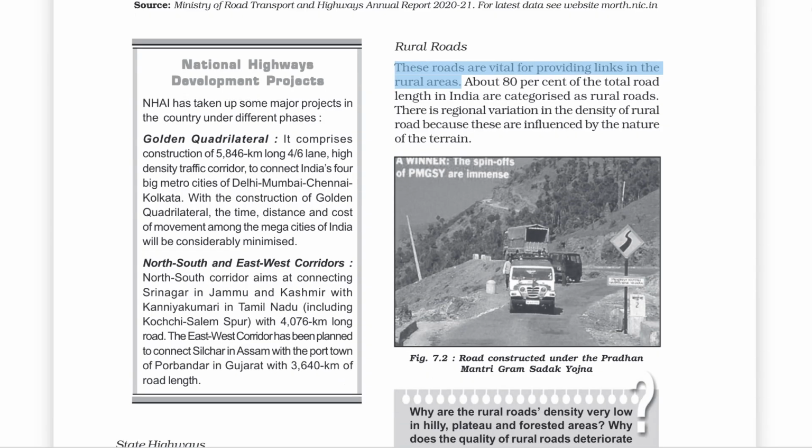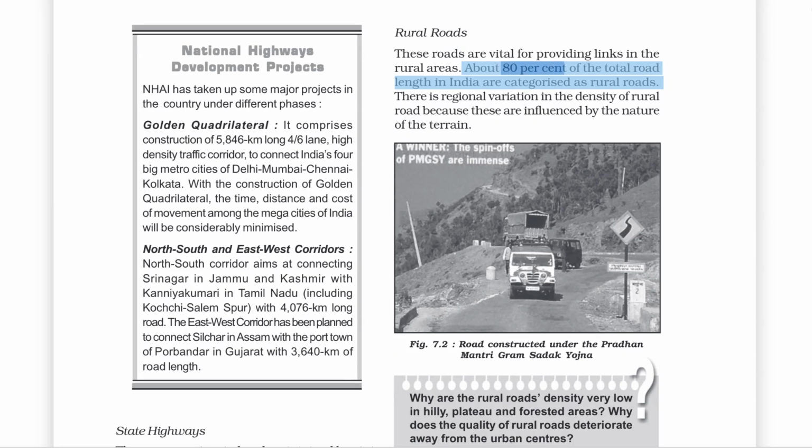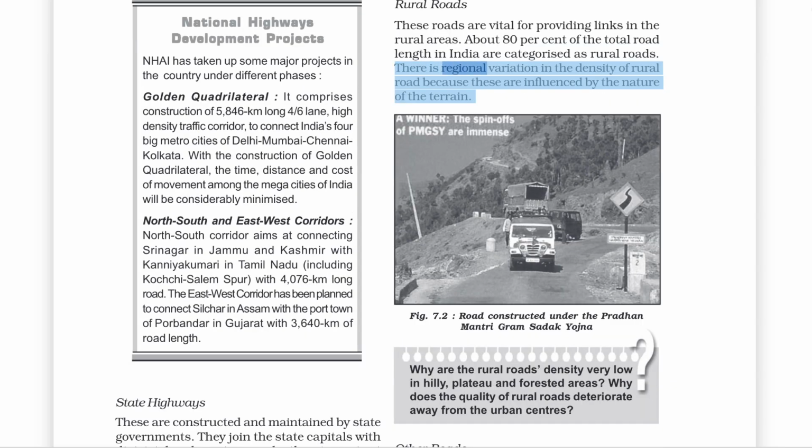Rural roads. These roads are vital for providing links in the rural areas. About 80% of the total road length in India is categorized as rural roads. There is regional variation in the density of rural roads because these are influenced by the nature of the terrain.